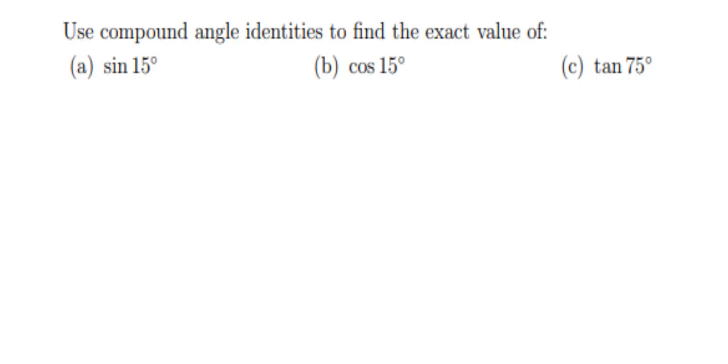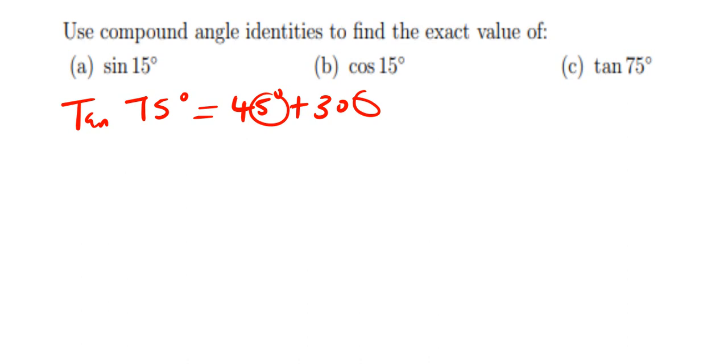So for the last one, tan 75 degrees. So what are we going to do? We need two numbers that we can either subtract or add. I think 45 degrees plus 30 will give us that, right? Because 5 plus 0 is a 5, then 4 plus 3 is a 7. We're having our 75. Okay, so we can use that.